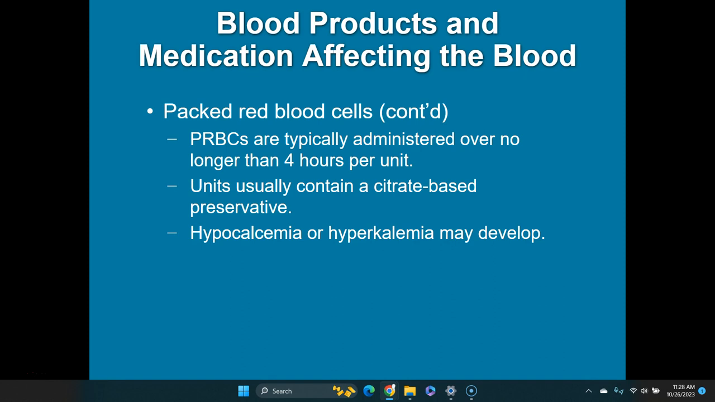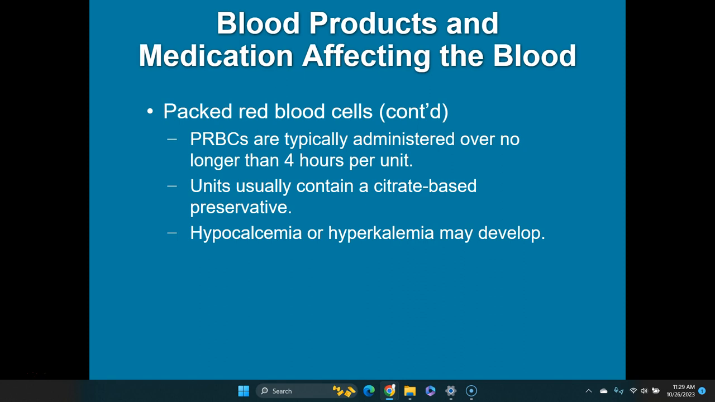Packed red blood cells are typically given over no longer than 4 hours per unit. All of them I've ever seen, you run it in pretty much as fast as it'll go in. It's never been a risk of taking more than 4 hours, but I could see that being an issue maybe if you're in an ICU setting or something where you want to give it slowly.